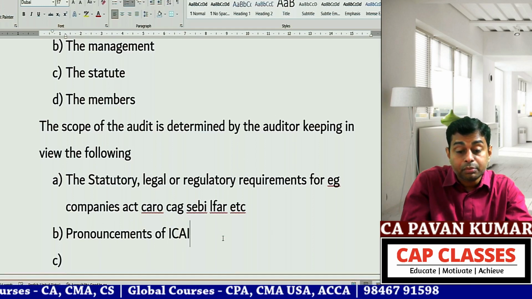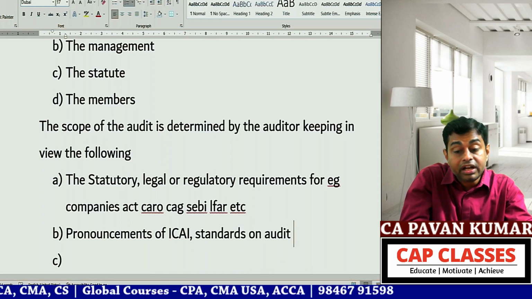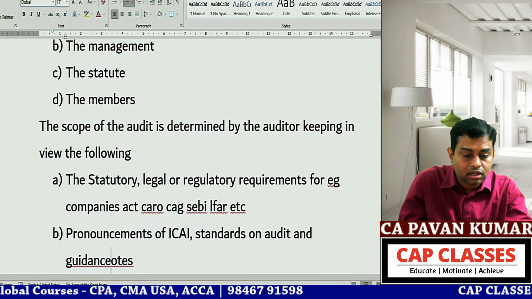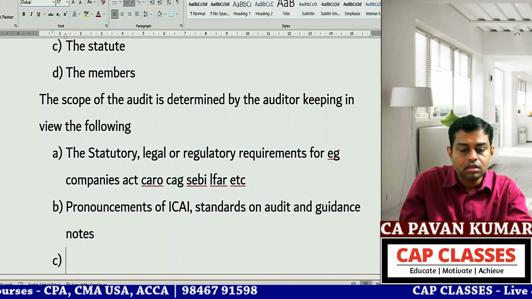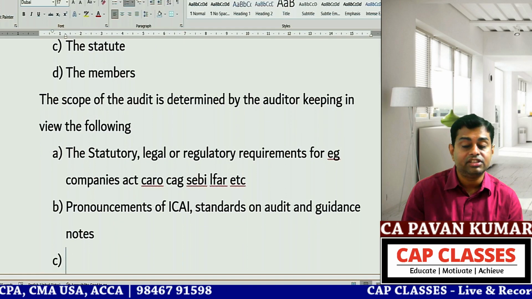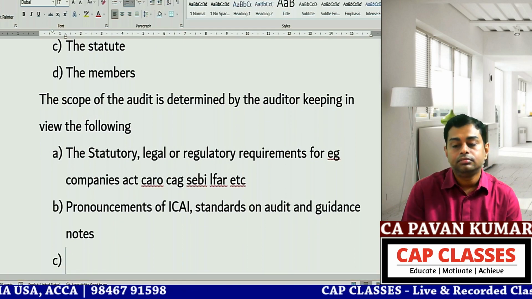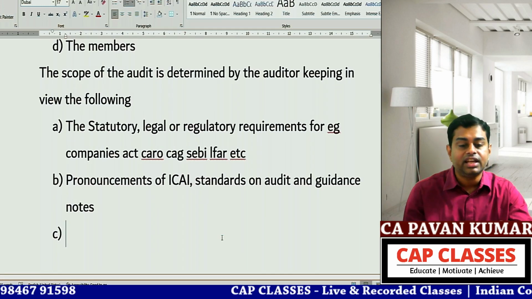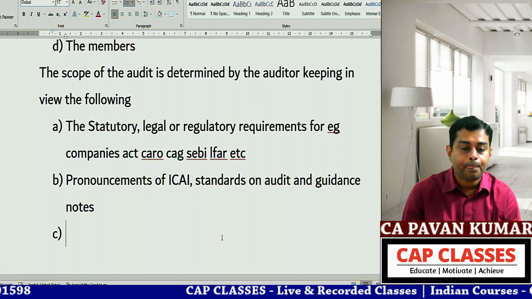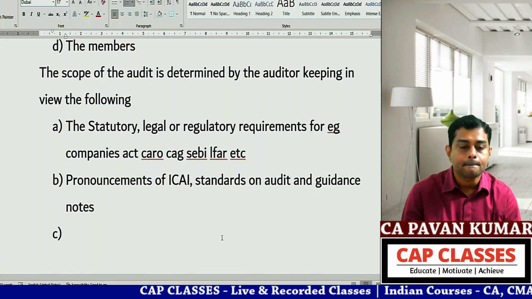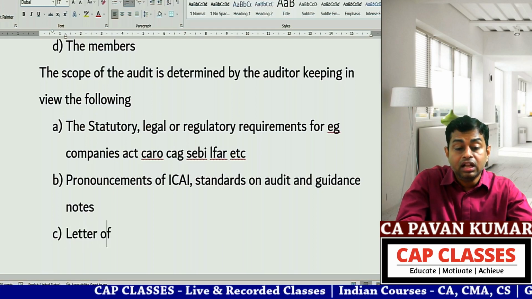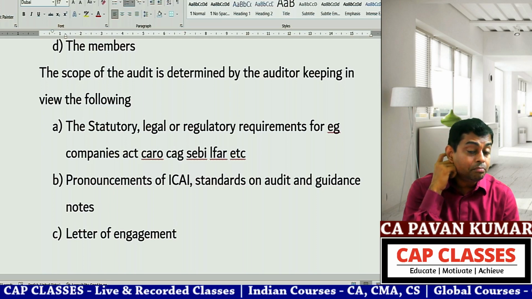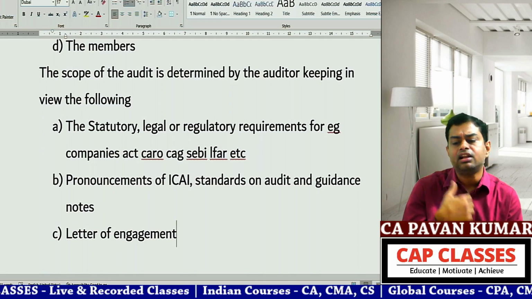That means standards on audit and guidance notes. There are other standards also. Standards on related services, standards on engagement services, review. Okay, then 3. Can you tell me what is 3? Letter of engagement. So the scope of audit is determined by the auditor keeping in view the statutory requirements, the pronouncements of ICAI, the letter of engagement. That's all.